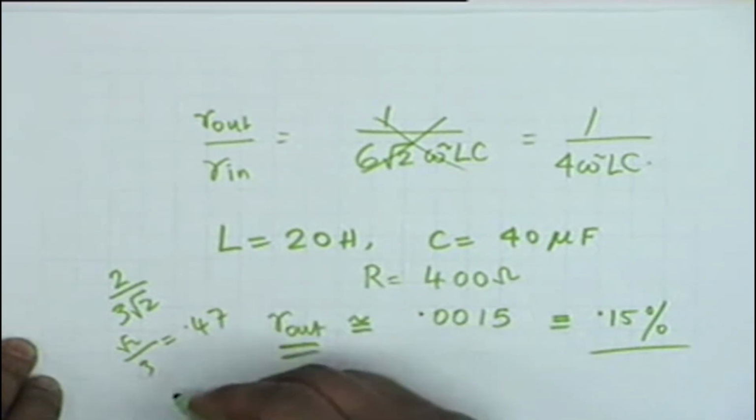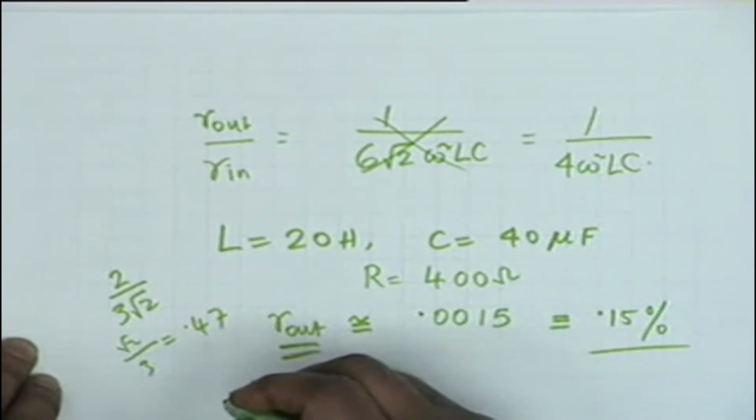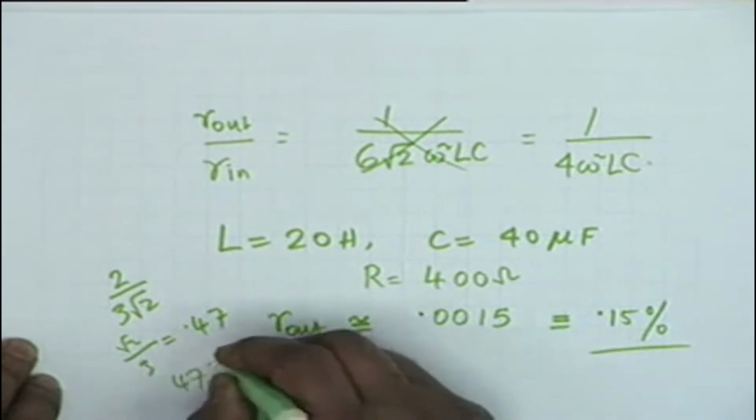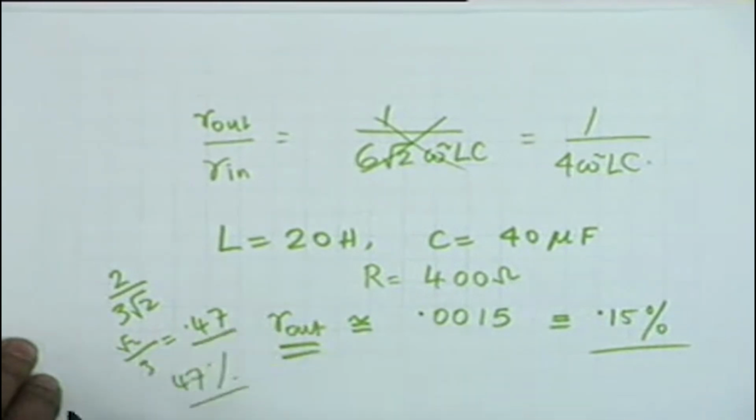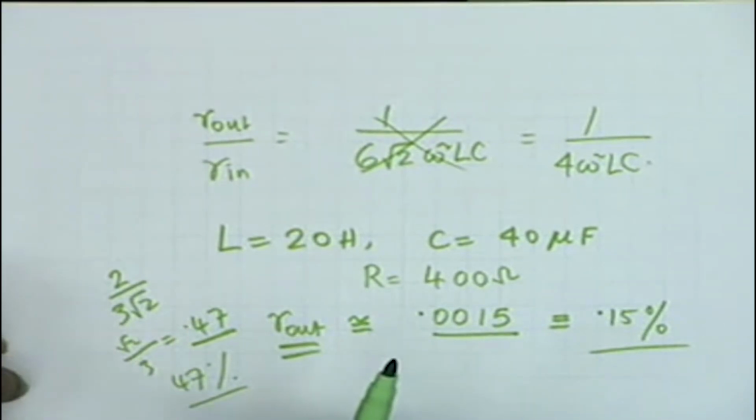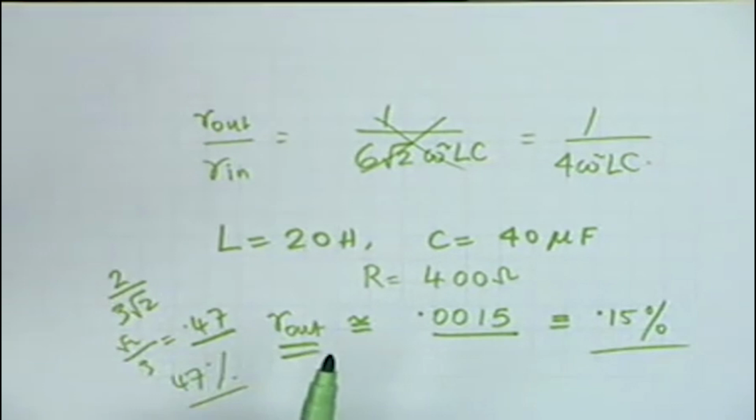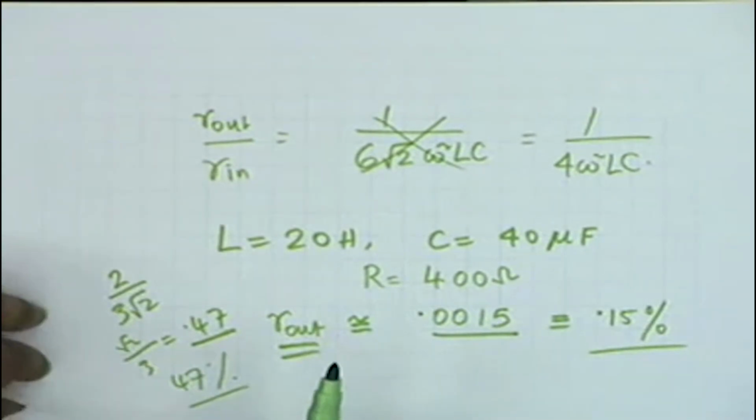0.47, which means 47%. Is that right? The input ripple factor is 0.47, the output is 0.0015, and you can see the order of reduction that has been obtained. Therefore, whenever you use a rectifier, you always use a filter to reduce the ripple to a negligible quantity, to reduce the AC component, and thereby you get pure DC.